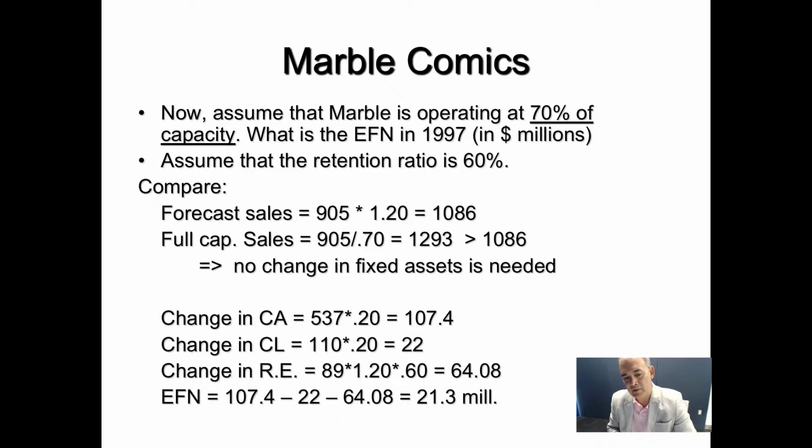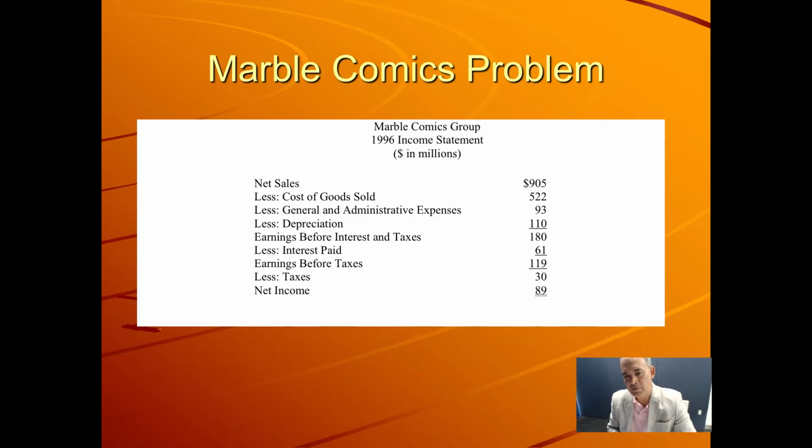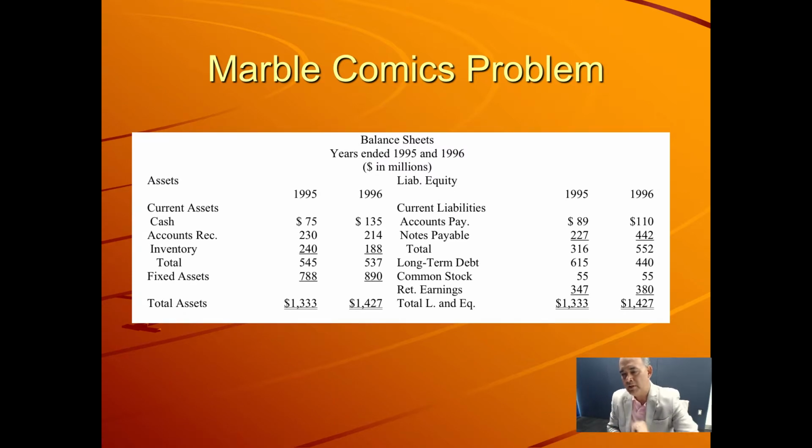Remember where the current operating liabilities are coming from, the 110. These are coming from here. You see, 1996, accounts payable, 110. These are spontaneous liabilities.